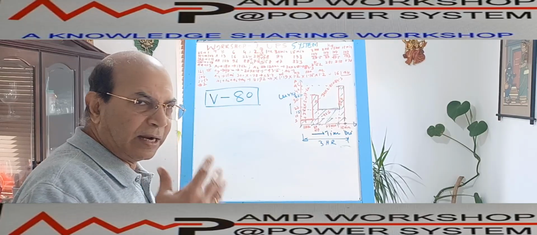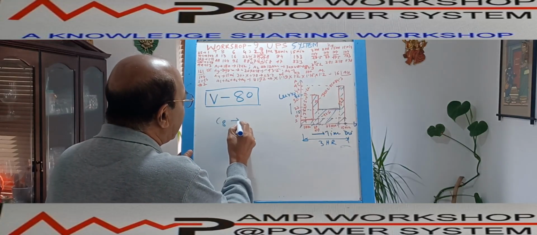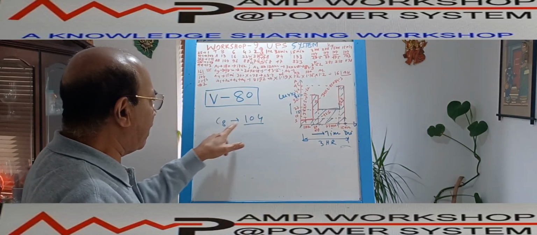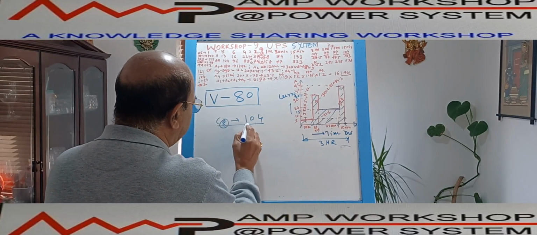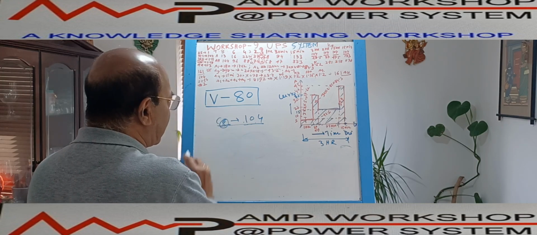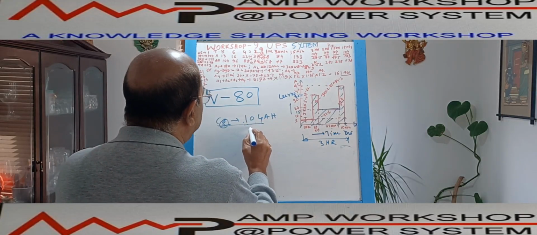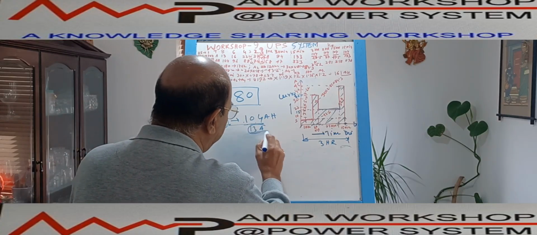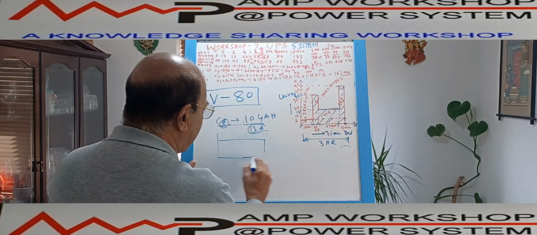Suppose a battery has a C8 rating of 104 ampere hour capacity. That means it is 8 hour rated. We have already discussed this part. C8 means the rated discharge time is 8 hours, and in 8 hours it can give 104 ampere hour. That means it can give a current of 13 ampere. So if the battery is discharged over 8 hours, it can give a 13 ampere constant current.